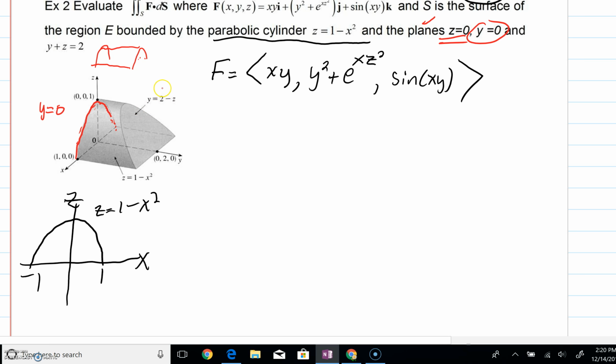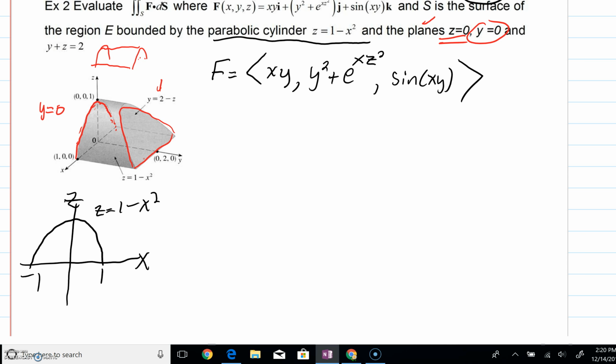That's right here that they're tracing that thing out there for you. So you can pretty much see we've got that parabolic cylinder, we've got the floor z equals 0, we've got y equals 0, and then we've got this y equals 2 minus z. And wow, what a solid.